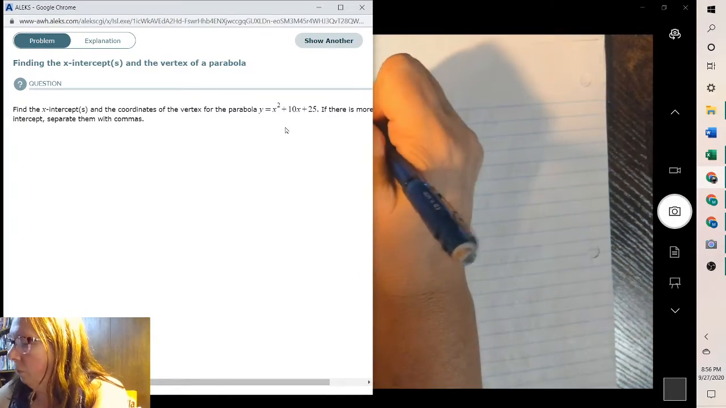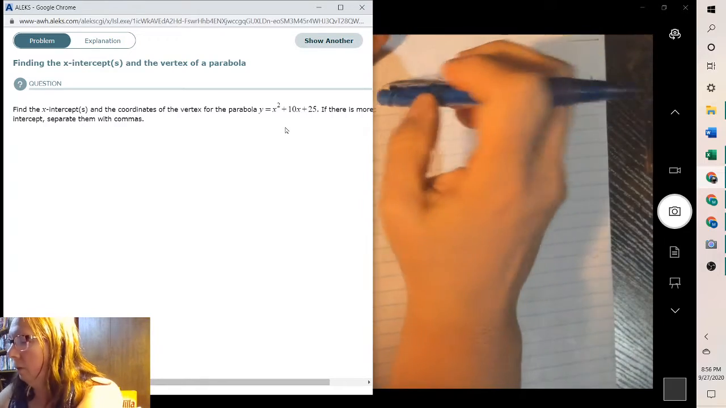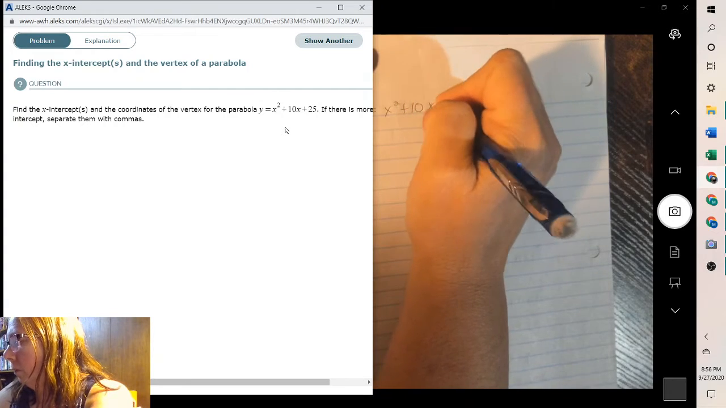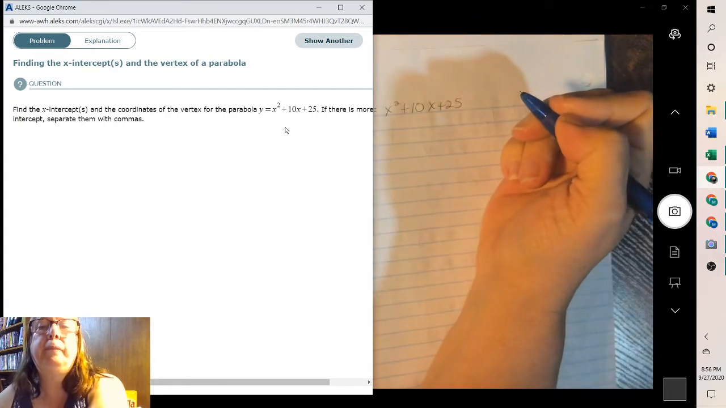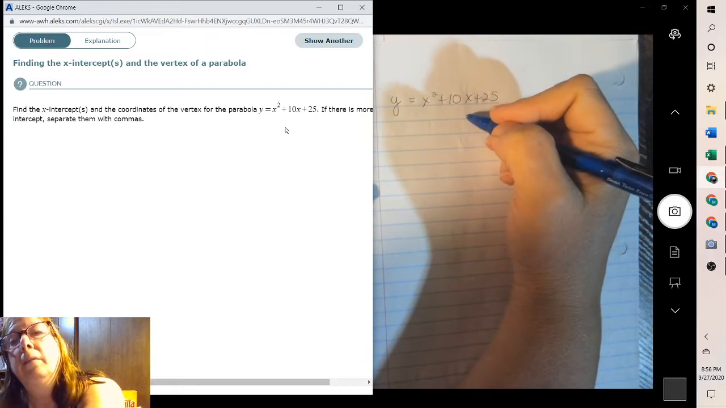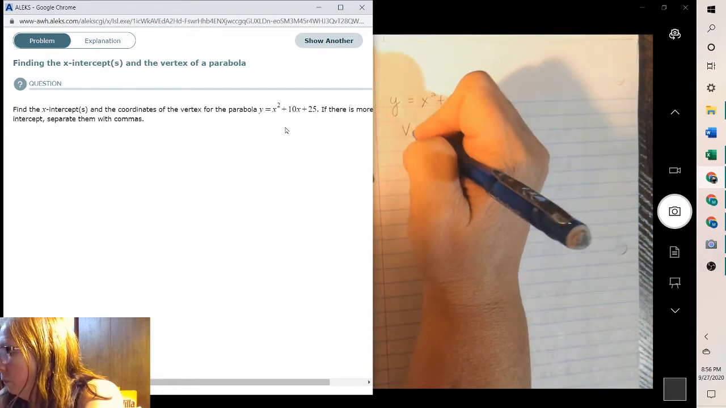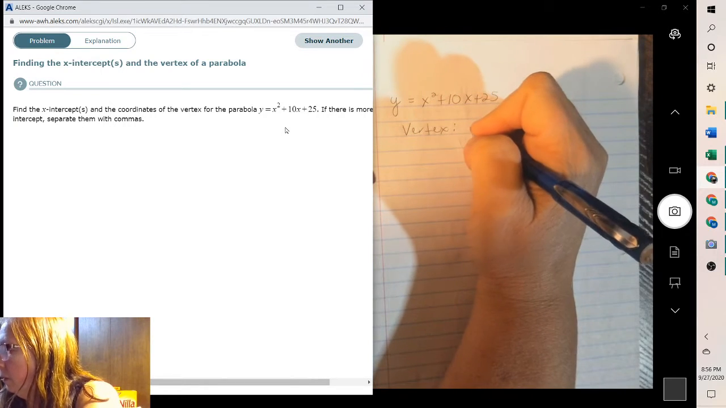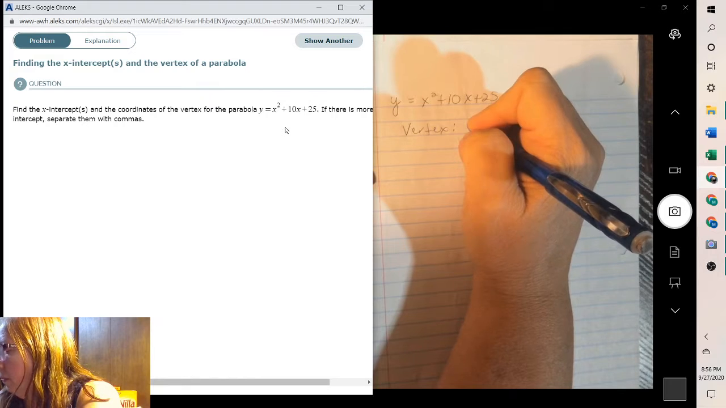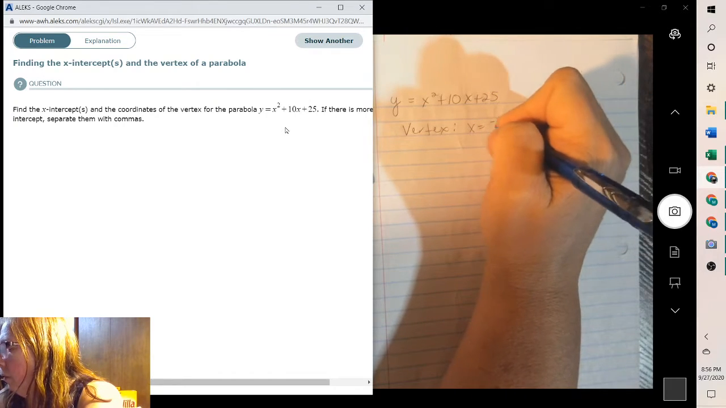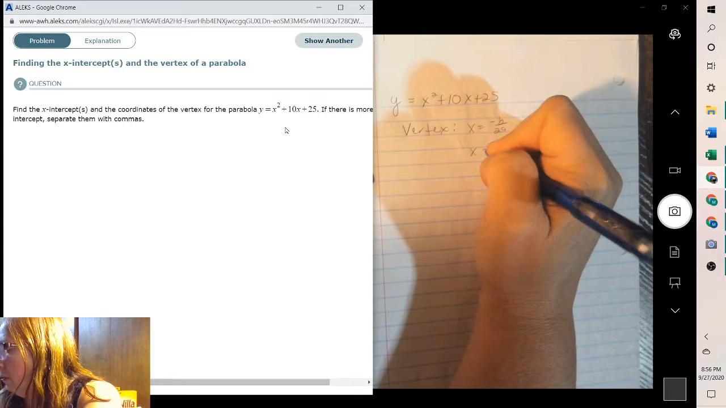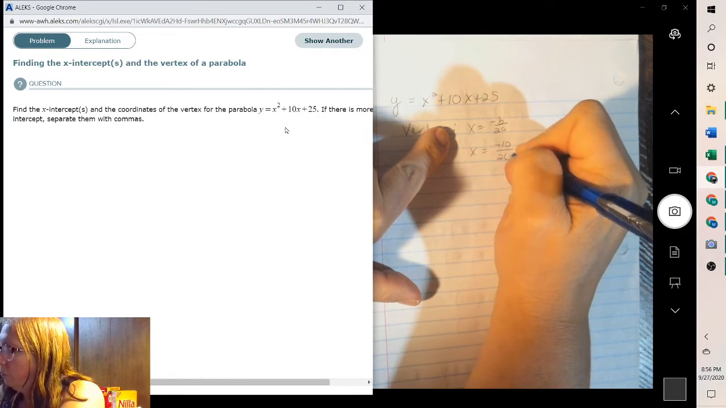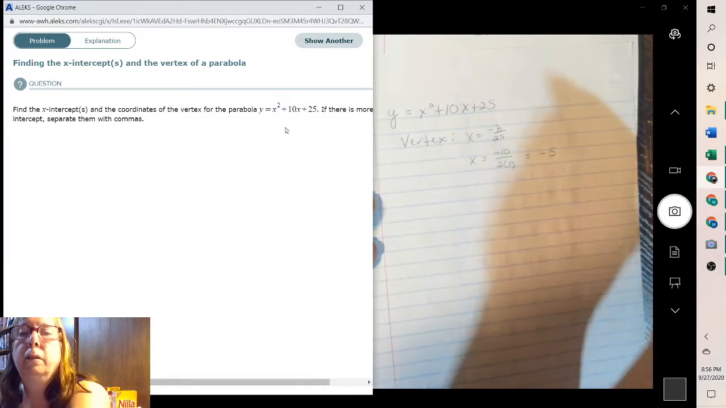So we have y equals x squared plus 10x plus 25. If you find the vertex first, because depending on where it is, in this case, the vertex is x equals negative b over 2a. So x equals negative 10 over 2 times 1, or negative 5.